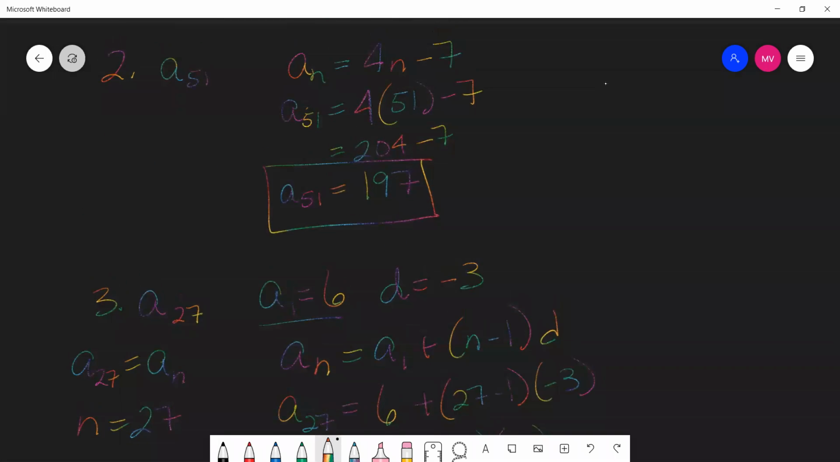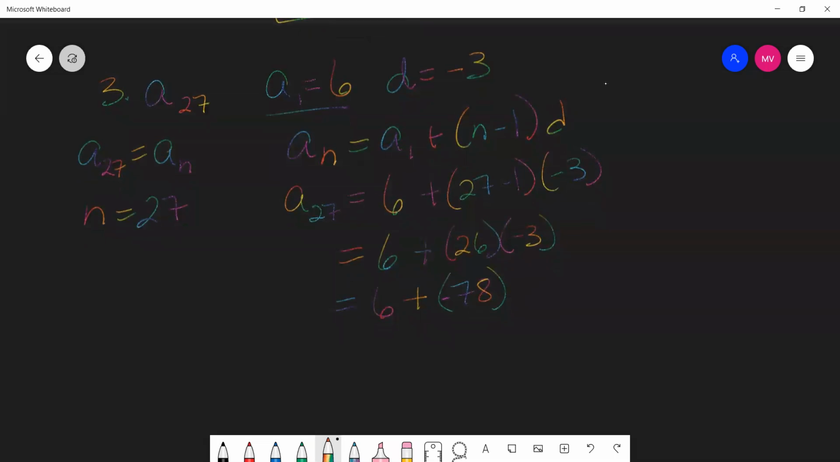Which makes sense, right? Because our difference between the two is negative, so it's getting smaller. So our number should be pretty small. So the term at position 27 is 6 plus a -78. These are unlike terms, so we find the difference. So 78 minus 6 is 72. And the 78 has the negative. So -72 is our term at position 27. Okay? Okay, I hope that makes sense.